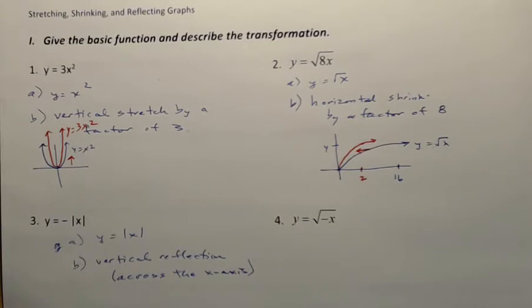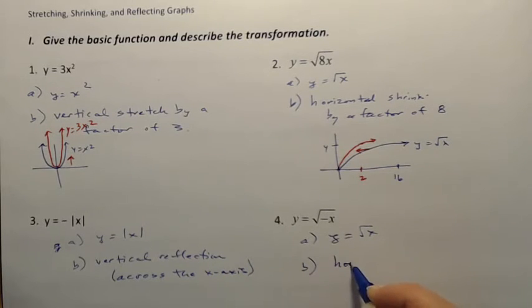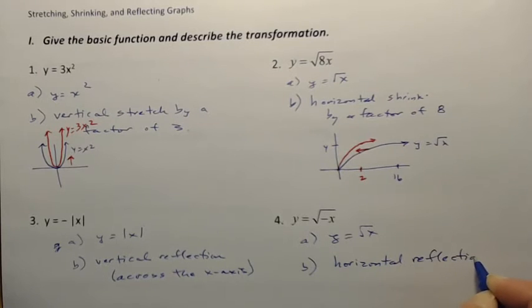Okay. And then finally for number 4, we have y equal to square root of negative x. So our basic function is the square root function. Okay. Again, what transformation is occurring? Well, it's being multiplied by -1. The multiplication by -1 is happening before you square root. So it's affecting the inputs, which means it will have a horizontal effect. In this case, multiplying by -1, remember, always means a reflection. So it's a horizontal reflection.